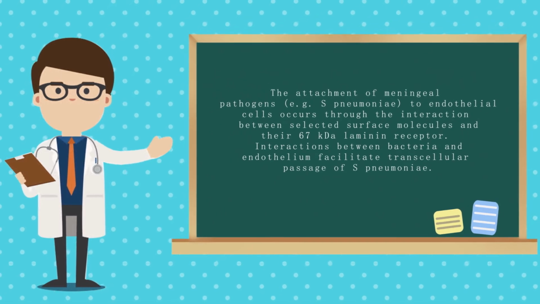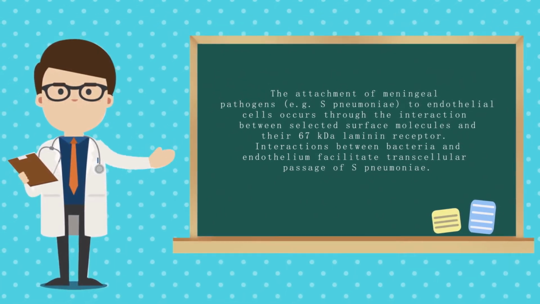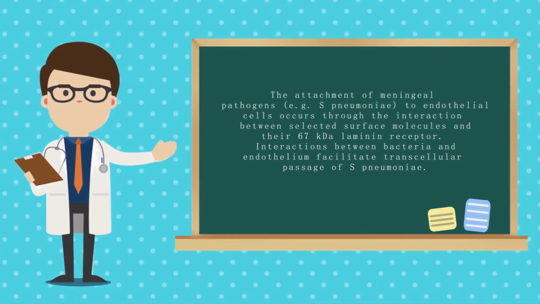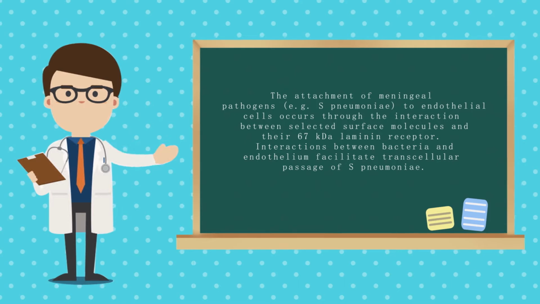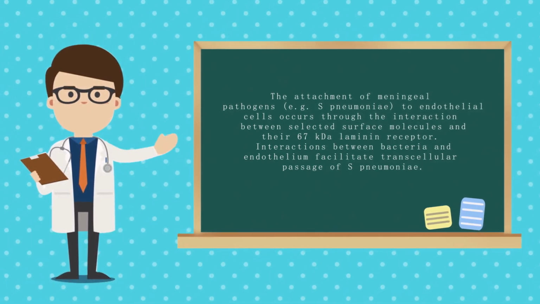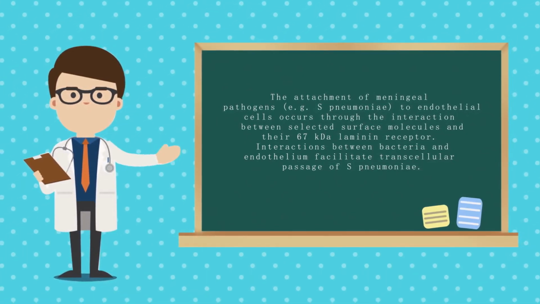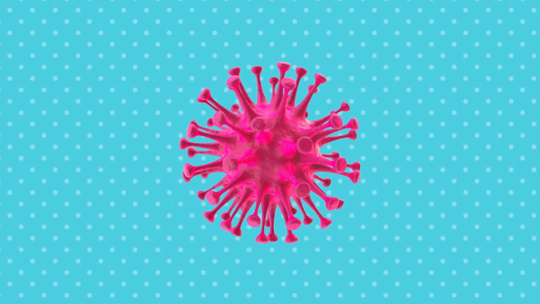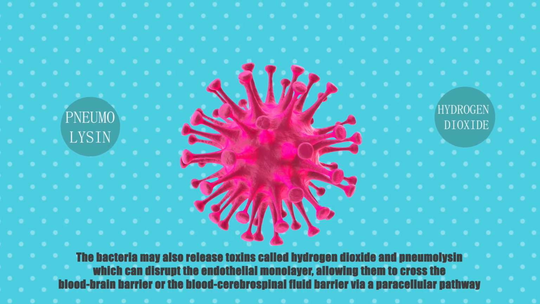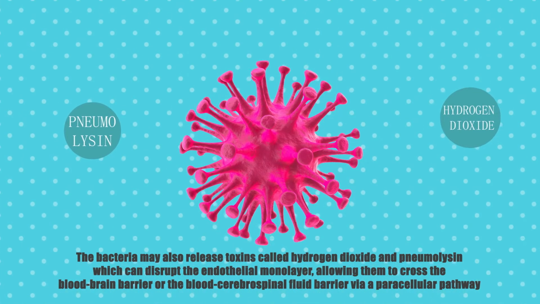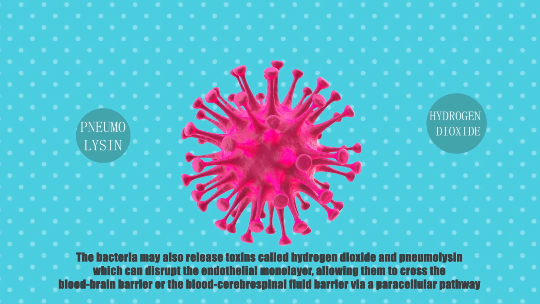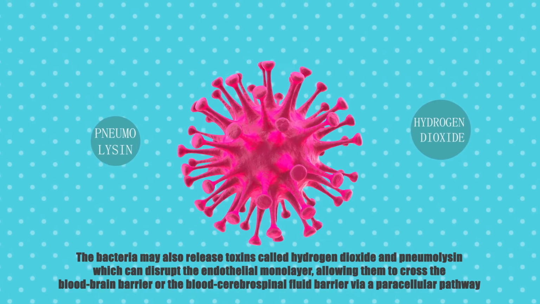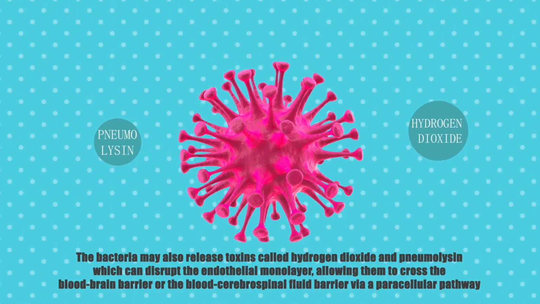The attachment of meningeal pathogens, for example S. pneumoniae, to endothelial cells occurs through the interaction between selected surface molecules and their 67-kDa laminin receptor. Interactions between bacteria and endothelium facilitate transcellular passage of pneumococci. The bacteria may also release toxins called hydrogen peroxide and pneumolysin, which can disrupt the endothelial monolayer, allowing them to cross the blood-brain barrier or the blood-cerebrospinal fluid barrier via a paracellular pathway.